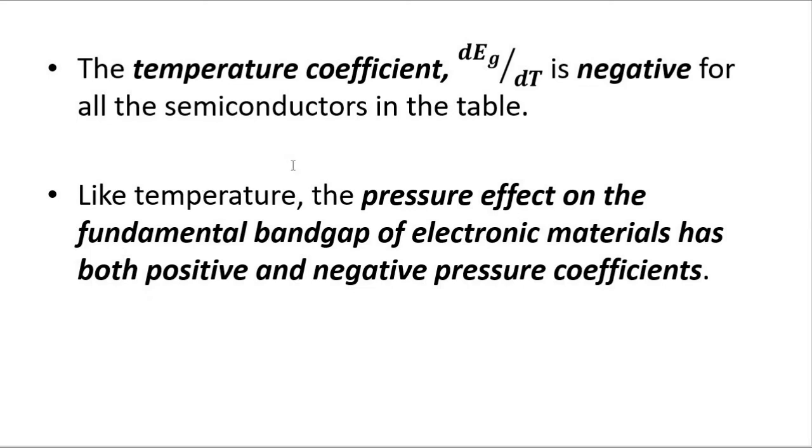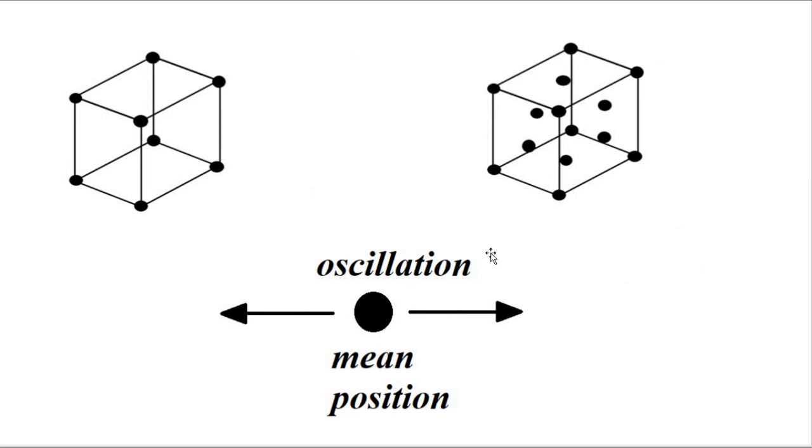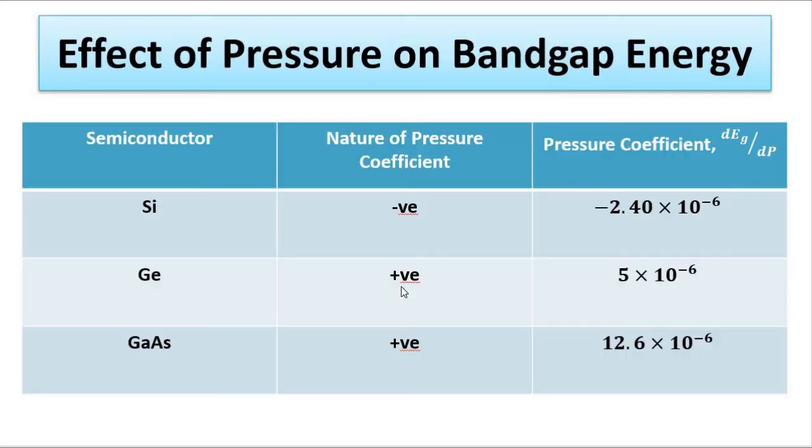For pressure, the effect on the fundamental band gap has both positive and negative pressure coefficients. For the same reason, with change in pressure also, there is a vibration of the atoms around their mean positions, which leads to a change in the arrangement of the crystal structure. It affects the space lattice, and as a result it also obeys a similar mathematical relationship with respect to pressure. And here the effect of pressure, in terms of the pressure coefficient for different semiconductors, is like this.